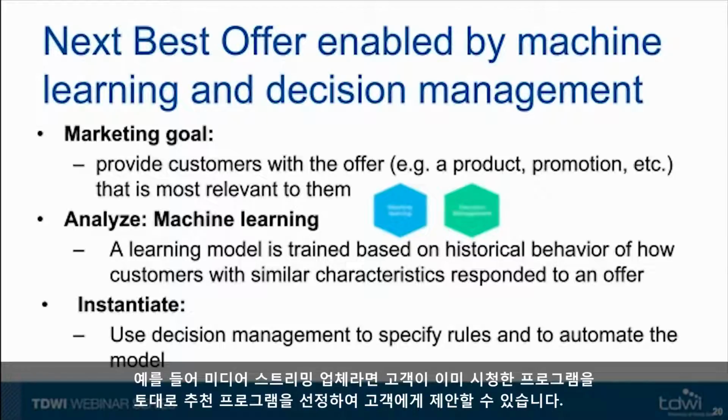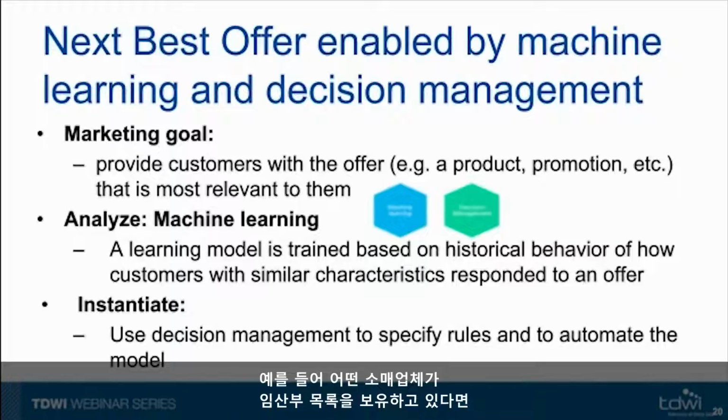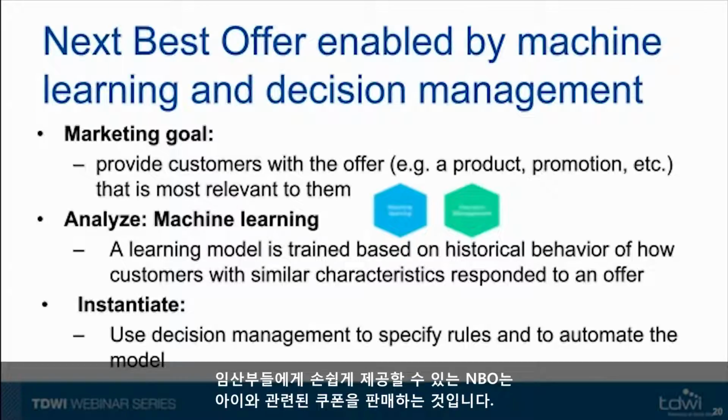So for instance, a media streaming company might suggest a show to watch based on shows that the customer already watched. Historically, marketers might determine a set of rules based on what they know about their customer base to do some of this next best offer work. For example, if a retailer had a list of pregnant women based on them registering at a baby registry, then they're going to send them coupons associated with babies. That's a simple way of offering a next best offer.